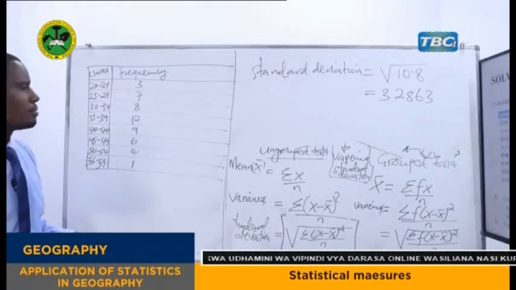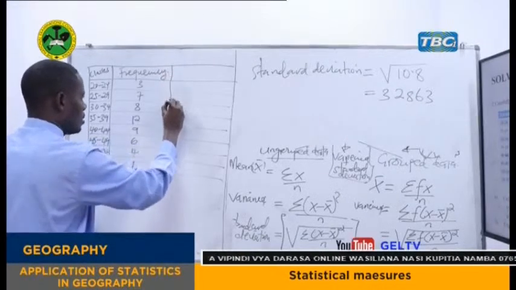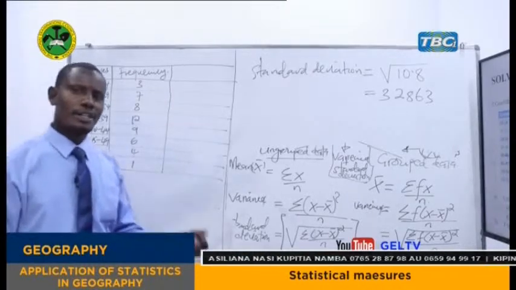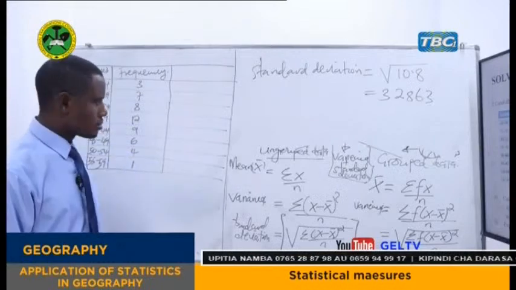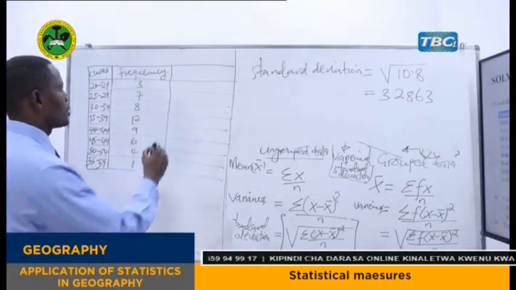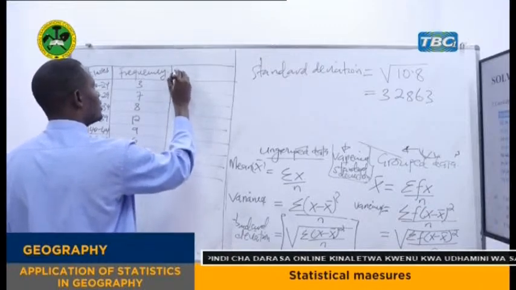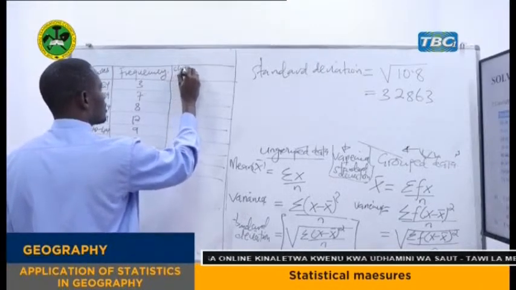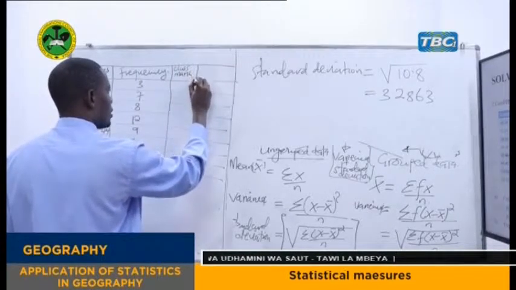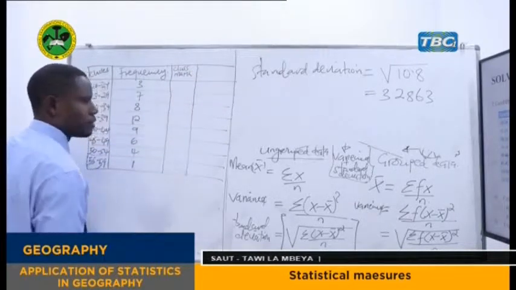So over there, we should establish another column. As we have said, you cannot compute the variance or the standard deviation if we don't have the mean. And remember, this is grouped data. So for the mean, we should establish something that is known as the class mark. We should establish another column over there, special for the class mark.